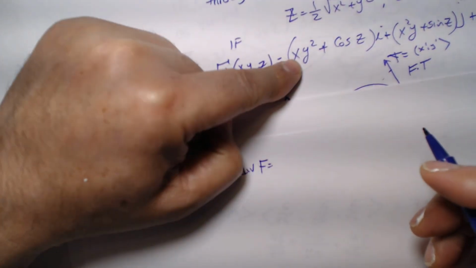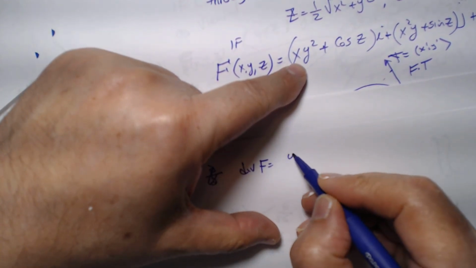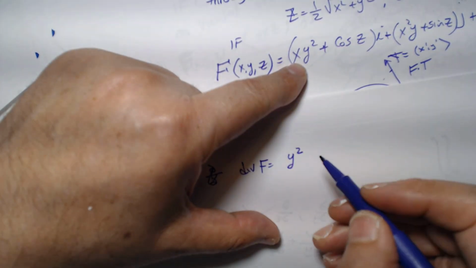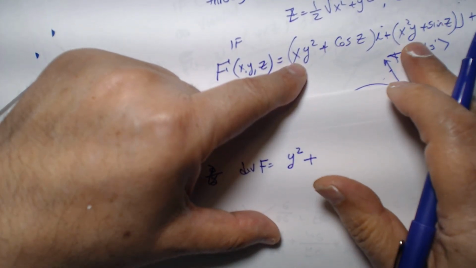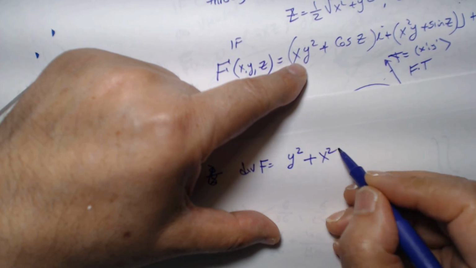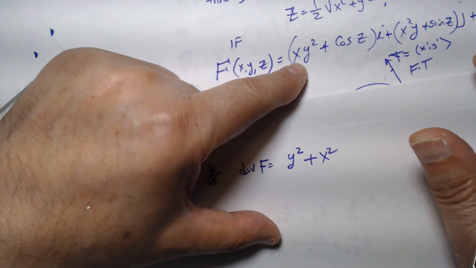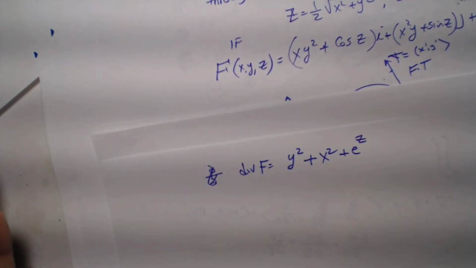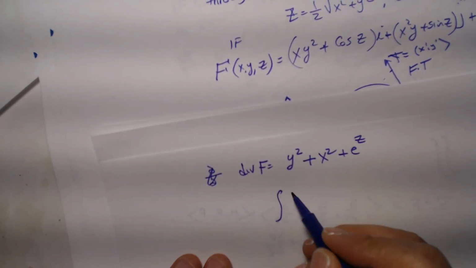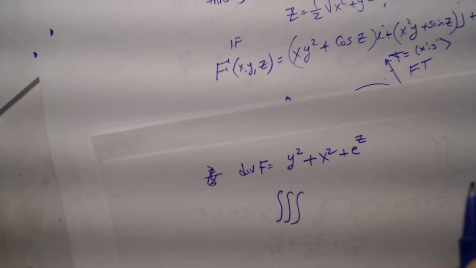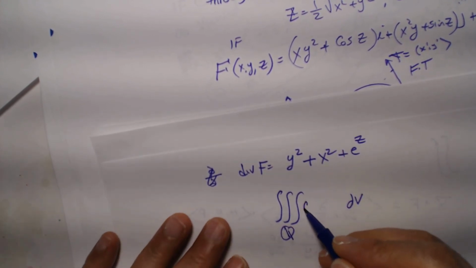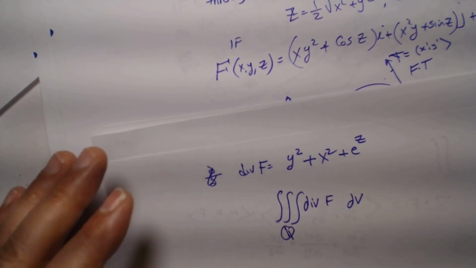What is the partial derivative with respect to x? It is y squared, and this one is a constant, it is 0, plus with respect to y is x squared, and this one is a constant, it is 0, and with respect to z is e to the power of z. That's my divergence. And the divergence on this surface is going to be the volume, and if it was a region, you put a dV, and this is the divergence of F.